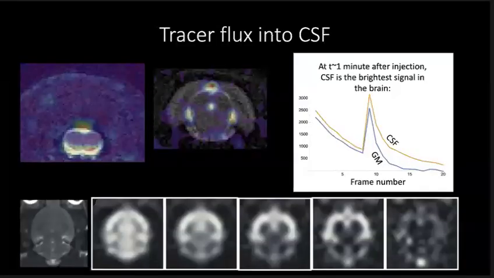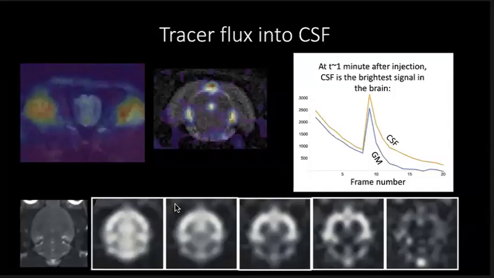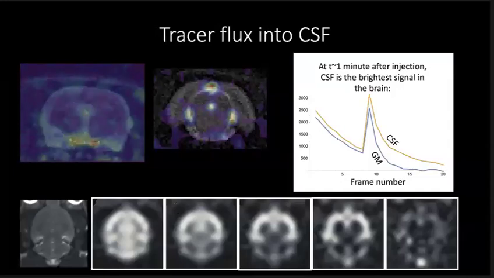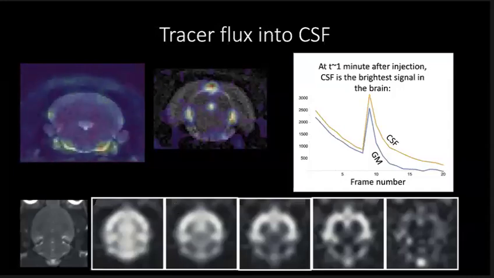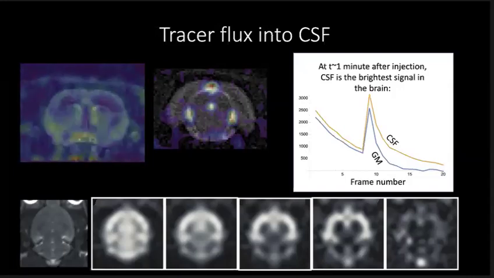All right, so I wanted to say a few words about CSF because as you get out to the later time frames, there is flux of this tracer into the CSF, and we're not entirely sure what this means. If people have any comments, I'd love to hear it. So here's stepping through the slices of the later frames, and you see in all these regions of CSF, you see the bright signal of the carbon-13.